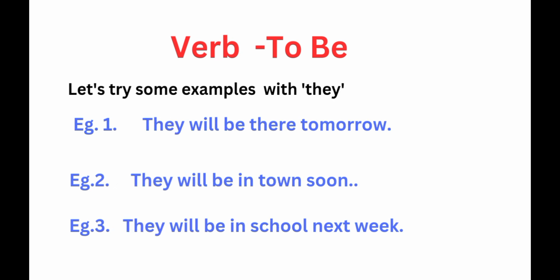Now we want to do they. They will be there tomorrow. They will be in town soon. They will be in school next week. Again, they will be there tomorrow. They will be in town soon. They will be in school next week. So, we also have examples with they.